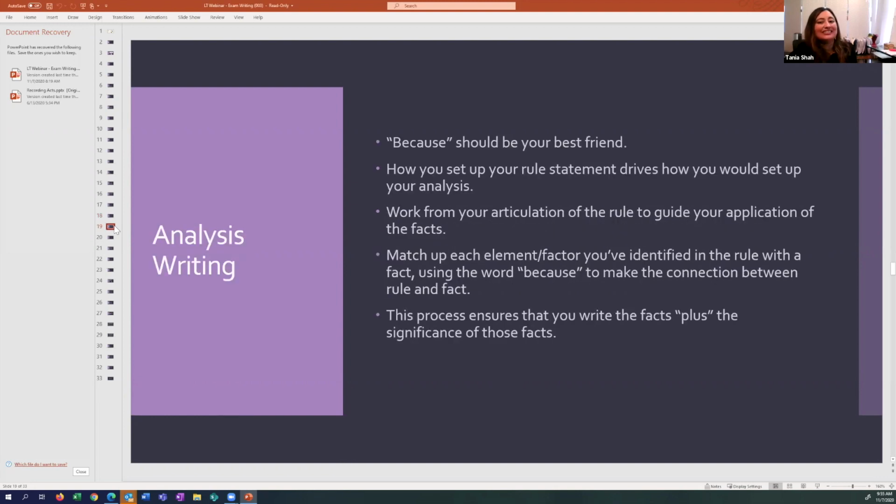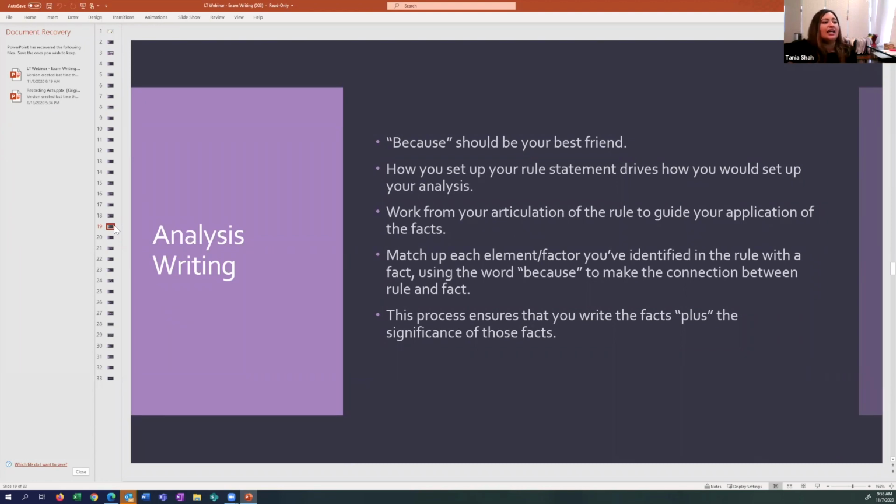Oh gosh, we spend a couple days on this. I don't know how many you guys have, but the analysis. So let's talk about this. Because is your best friend, right? Because is a fantastic connector, and that is such a great word. When and here are also really good words, but because is the ultimate connector.